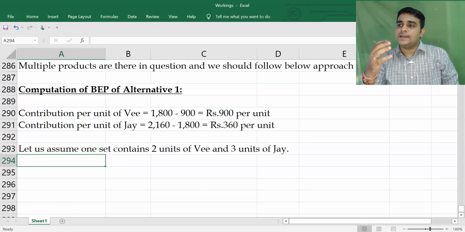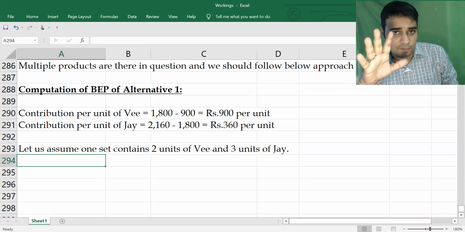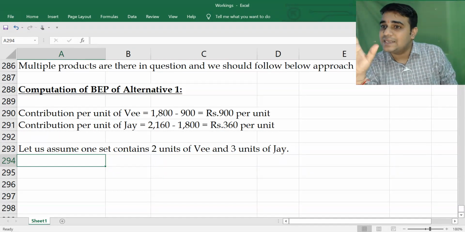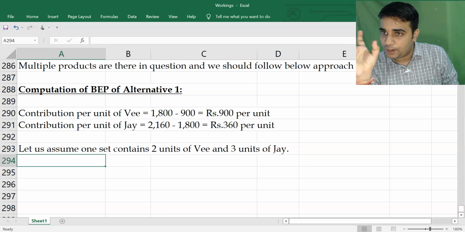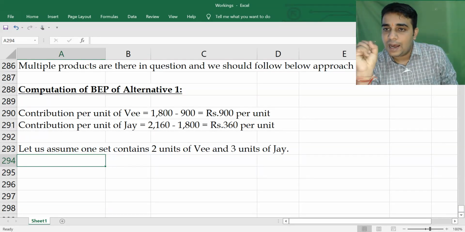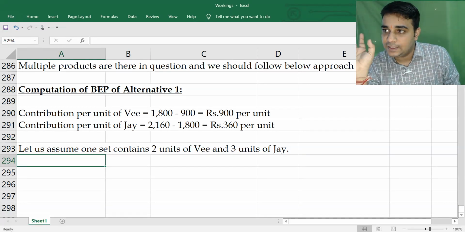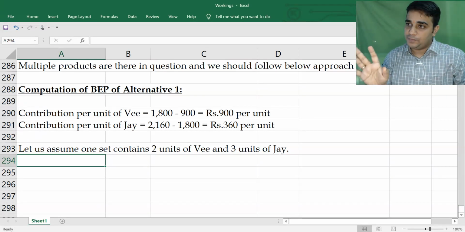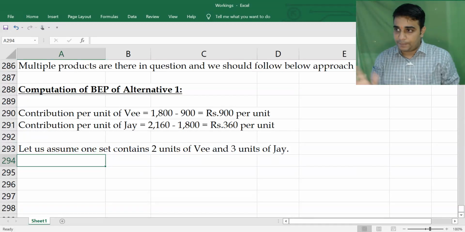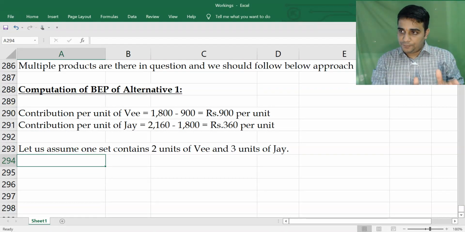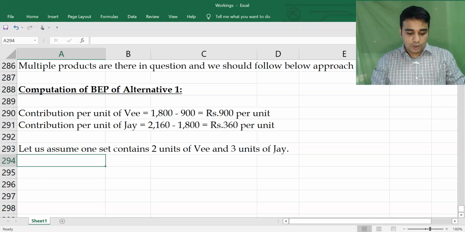Now what I am saying is, the company does not sell V, and does not sell J. They sell a product called VJ. You go to the shop, ask for VJ, he will give you 2V and 3J. Only as a set he is going to sell it. This is just an assumption. Basically the sales will happen in this ratio in the practical world, but our assumption is one set has 2 units of V and 3 units of J.